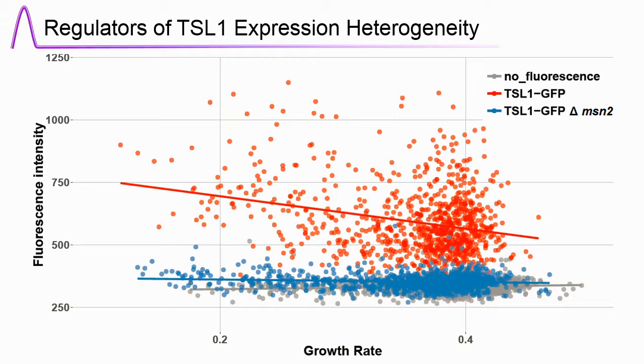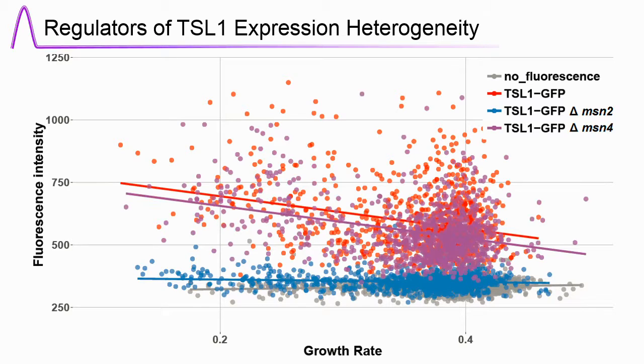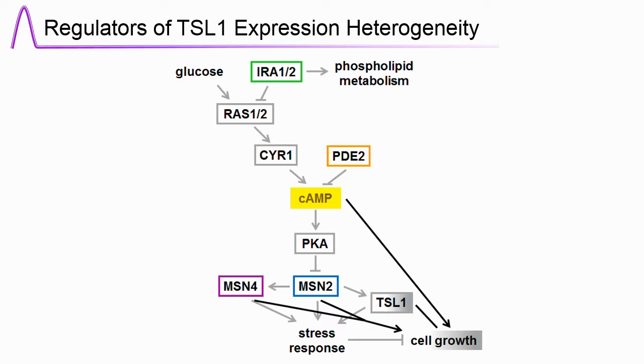If I knock out MSN2 within this background, we can see that TSL1 expression level is brought back to the basal level, and the negative correlation is abolished. But if you knock out MSN4, actually the strains still have a similar expression level of TSL1, and the negative correlation is preserved. Okay, so this suggests to me that only MSN2 but not MSN4 is responsible for regulating TSL1 heterogeneity under benign condition.